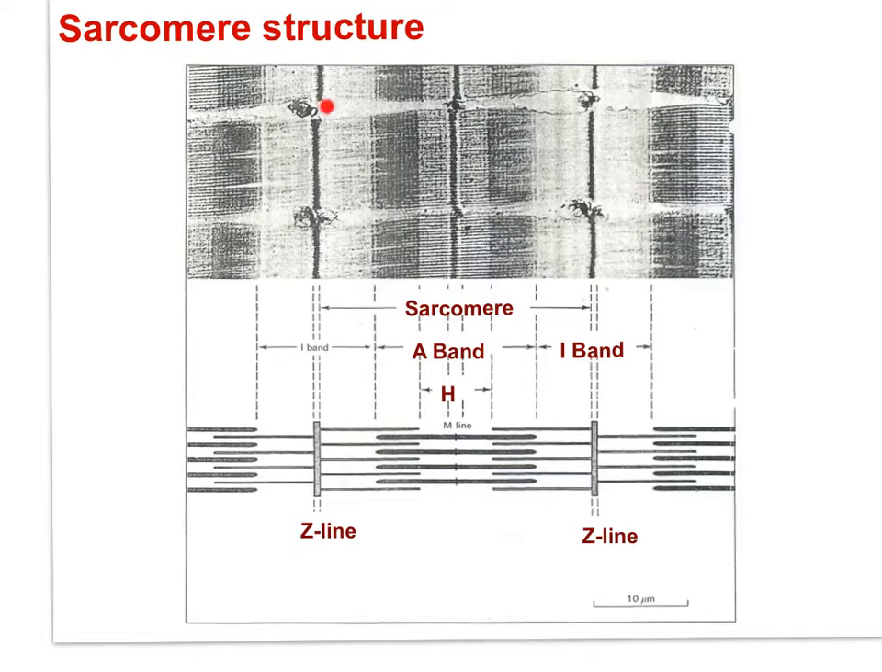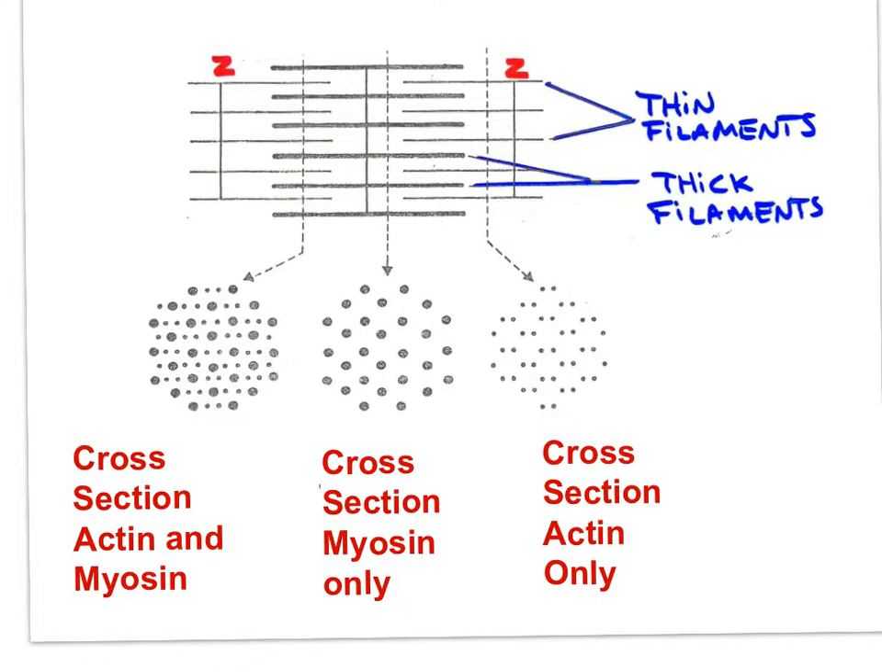Again, here is a micrograph of a sarcomere, Z line to Z line, and here is the corresponding diagram that defines what it is we're looking at, Z line to Z line. The I band is a light region, actin only. The A band is a dark region defined as the length of the myosin filament, and the H zone is myosin only.